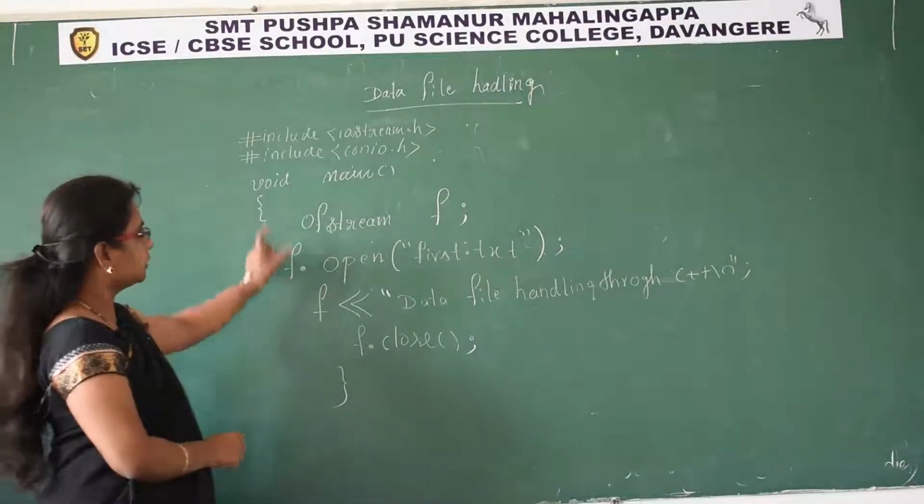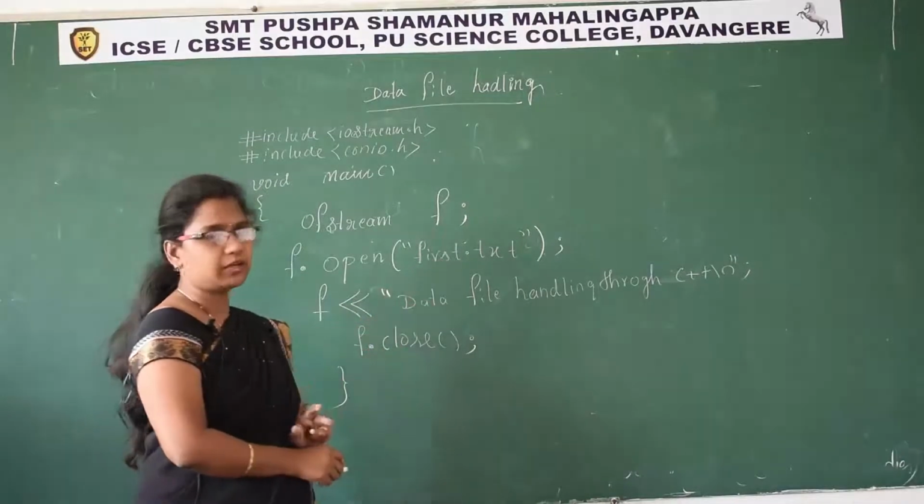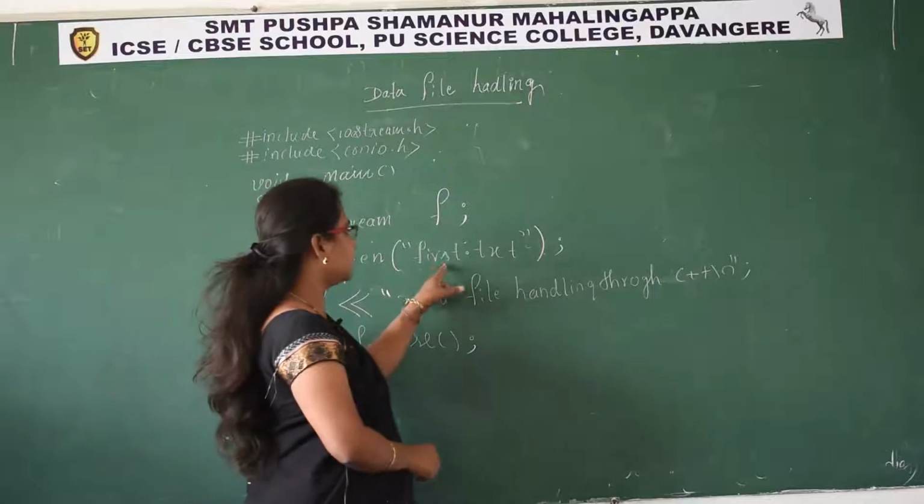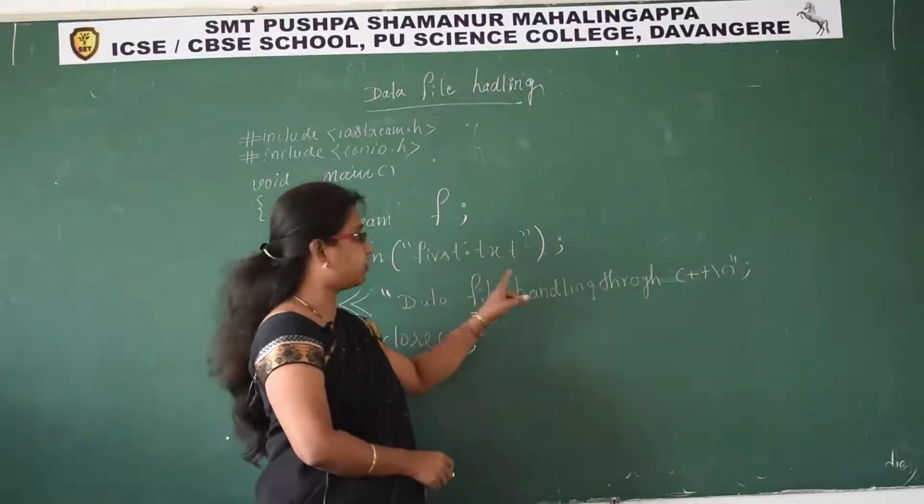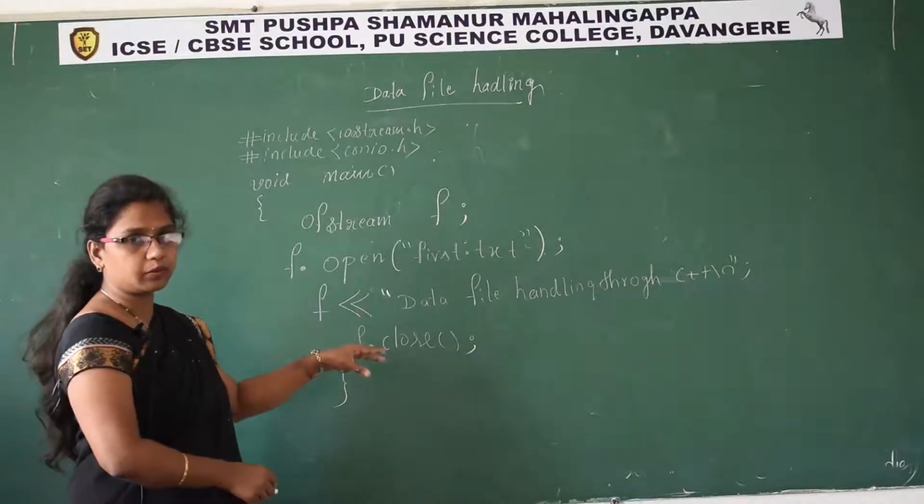What happens here? I have written a program to write some text into the disk file. So I have to open a file. Which file do I want to write? The first.txt file. In order to write, I have to create an object.